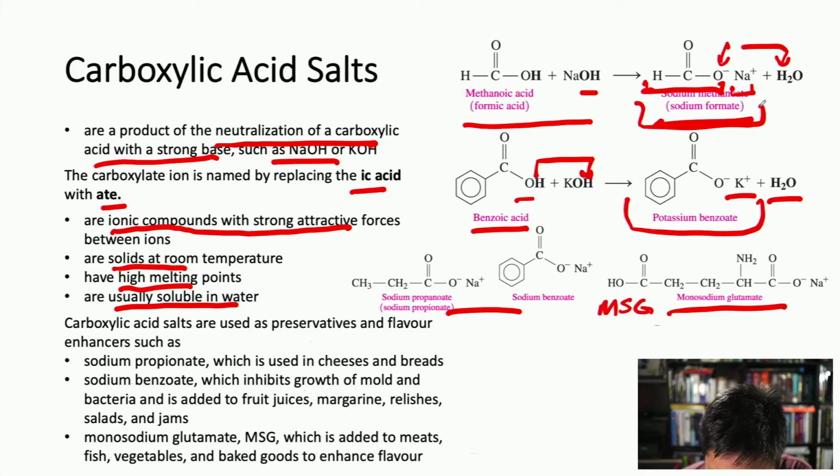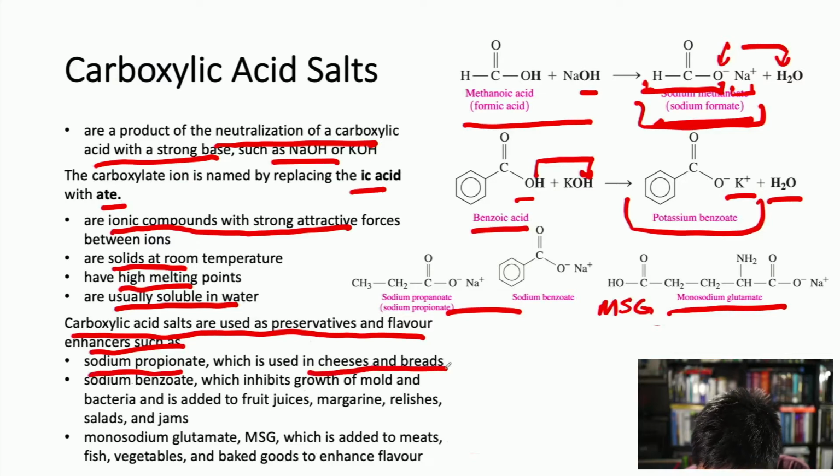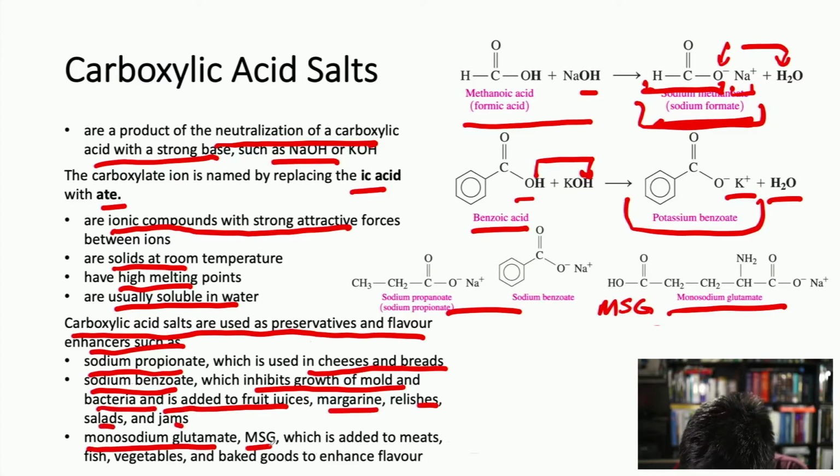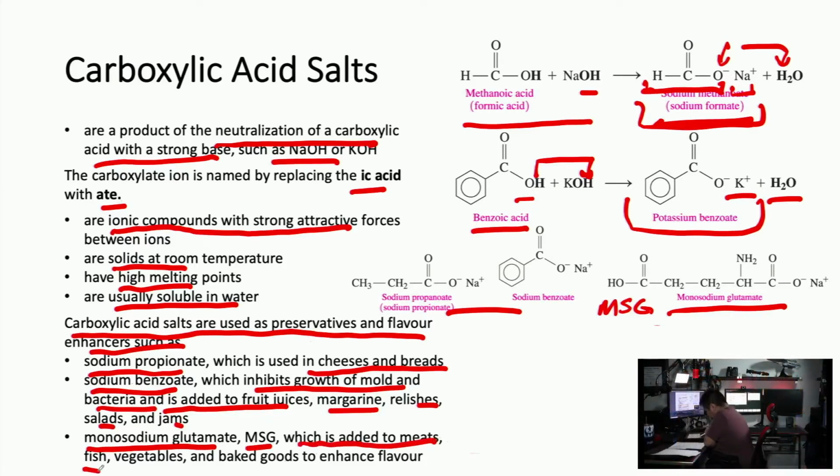Oh, and here's the part that was on the previous slide by accident, but it's supposed to actually be here. Carboxylic acid salts are used as preservatives and flavor enhancers. So things like sodium propionate, that's used in cheese and breads. Sodium benzoate inhibits the growth of mold and bacteria and is added to fruit juices, margarines, relish, salads, and jams. Monosodium glutamate, which is MSG, is added to meats, like fish, vegetables, baked goods, to enhance the flavor, right?